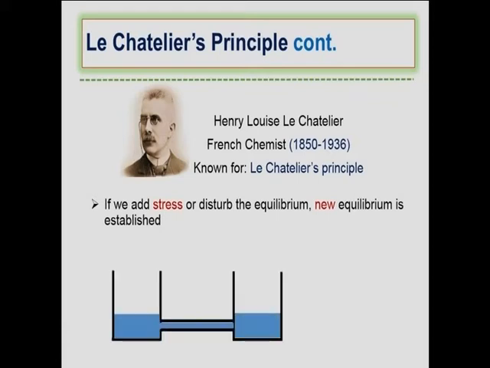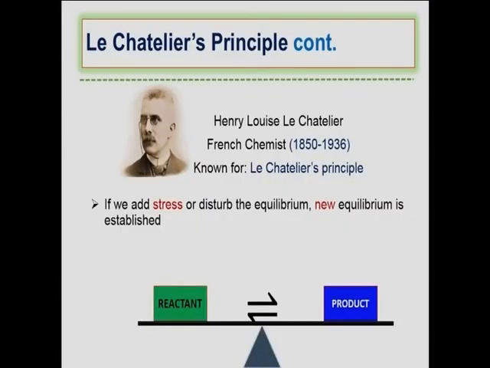For example, let's look here. You have two tanks filled with water and connected to one another. The system is at equilibrium. Now let's try to stress the system. Let's try to disturb the equilibrium by adding some more water in one of the tanks. Now what happens? The equilibrium is disturbed, and the system will reestablish the equilibrium by shifting the equilibrium. So this is how the equilibrium will be reestablished.